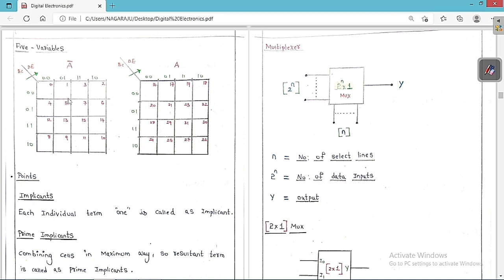From this we have to fill the corresponding zeros and ones, and then we have to group from the maximum values to the minimum values. This is a key point that you always have to keep in your mind. Always group from maximum values to minimum values, like 8 cells, 4 cells, 2 cells. If you do like this, you are going to get the answers in a much easier manner. Adjacent cells will vary by only one variable. This is the point that you always have to keep in your mind.